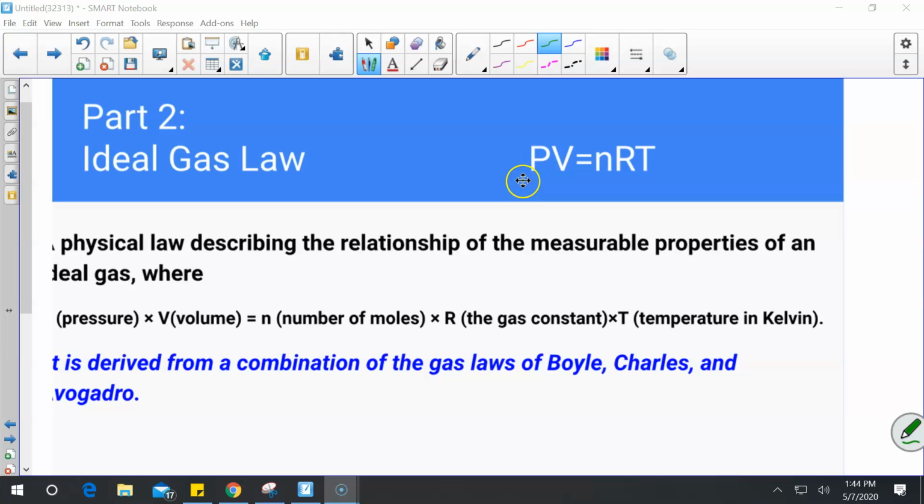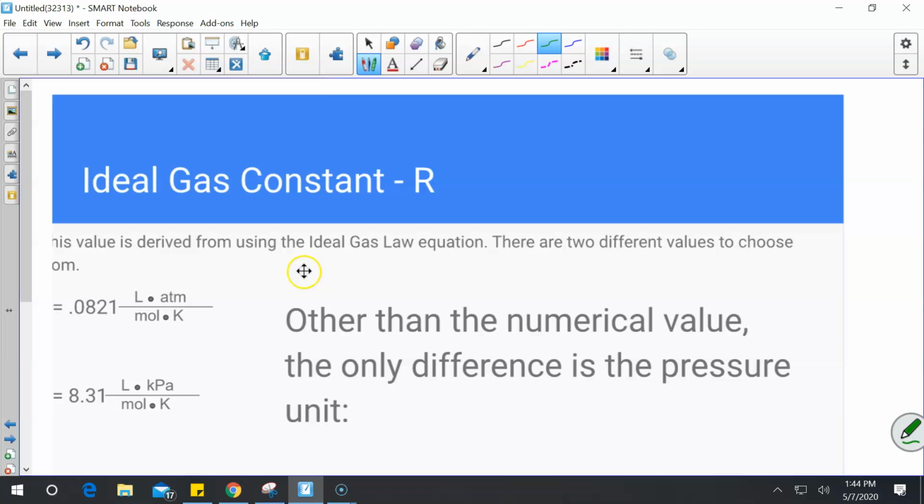This equation comes from combining the gas laws of Boyle, Charles, and Avogadro. If you combine all three together into one, this is what you would get. So we're just combining all of these together. We'll look at some problems.